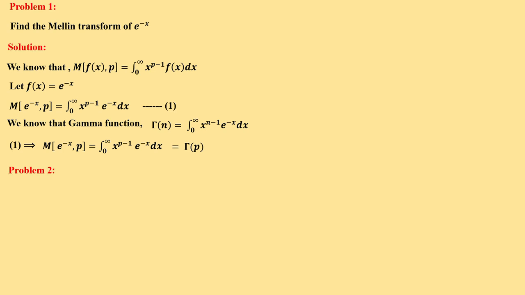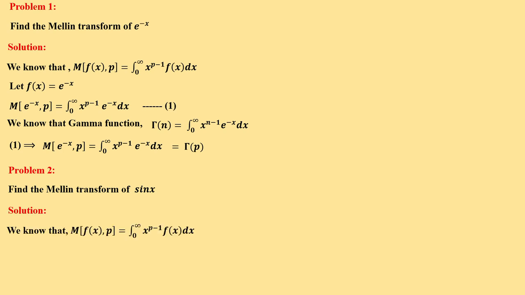Right? Next problem. Find the Mellin transform of sin x. So Mellin transform of f of x is equal to integral 0 to infinity x power p minus 1 f of x dx. Put f of x equal to sin x. So Mellin transformation of sin x is equal to integral 0 to infinity x power p minus 1 sin x dx. That is equation number 1.